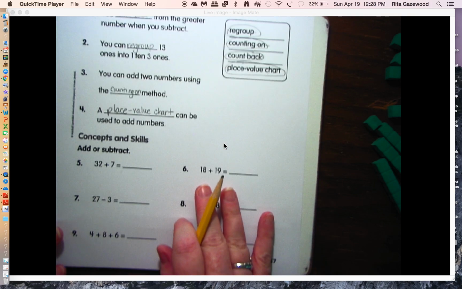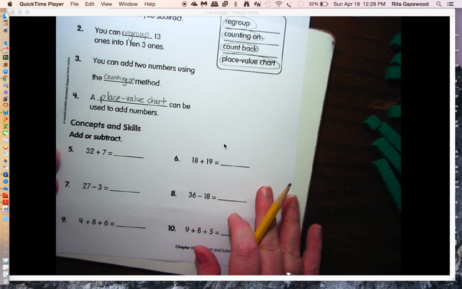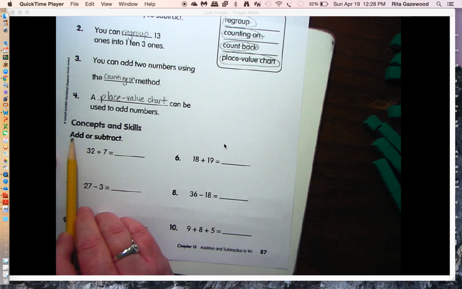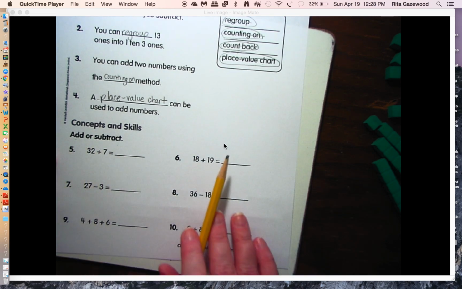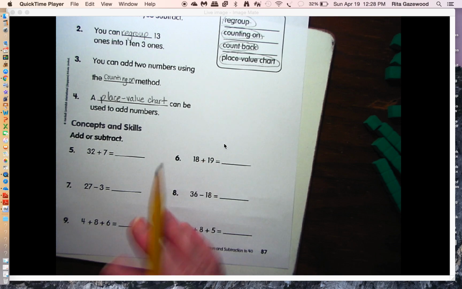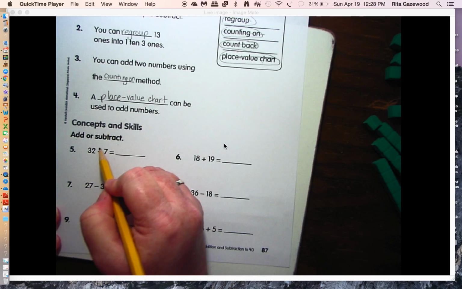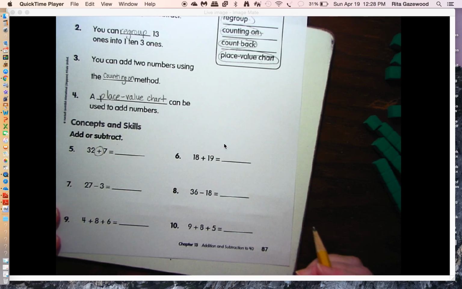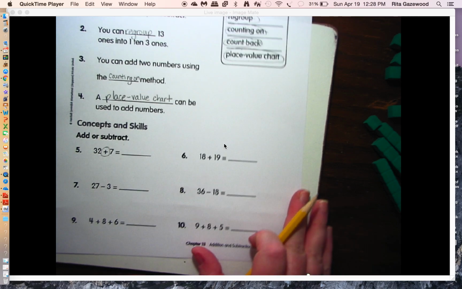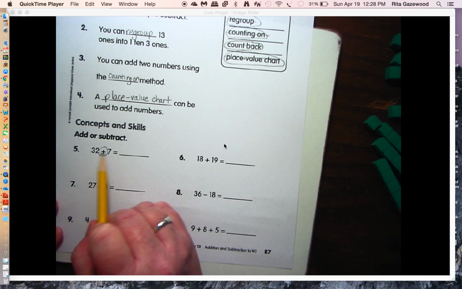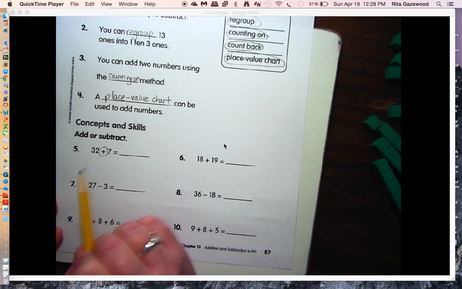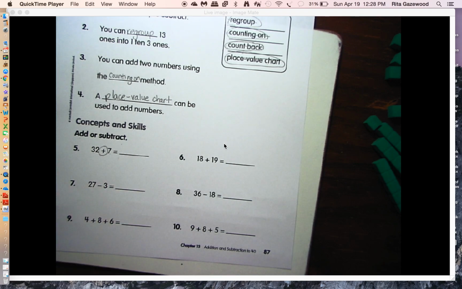All right, let's jump down to our concepts and skills. We're either going to add or subtract. So when I look at a problem, I always like to pay close attention to the operation. Am I adding or am I subtracting? So when I look at the problem, I like to circle it. Oh yeah, this is an add. Now I think about the methods we've learned. I'm adding 7, so I think that's probably best done using the counting on method.